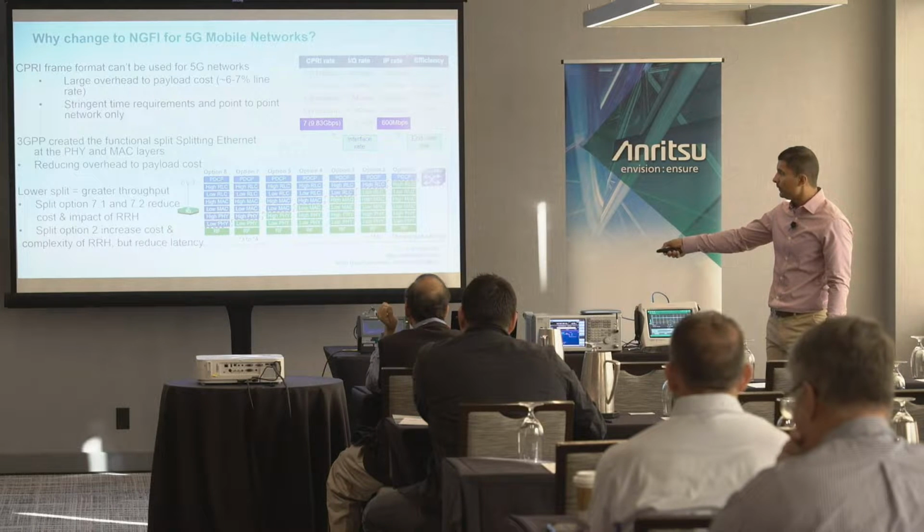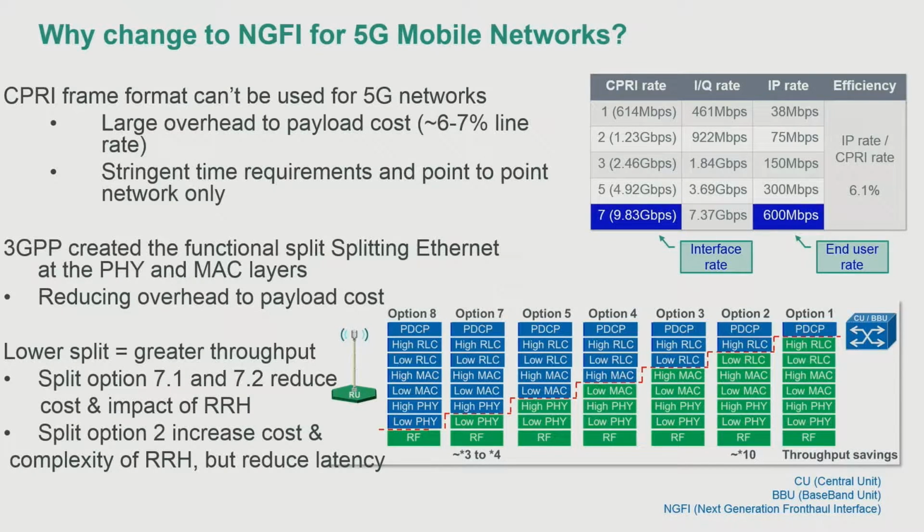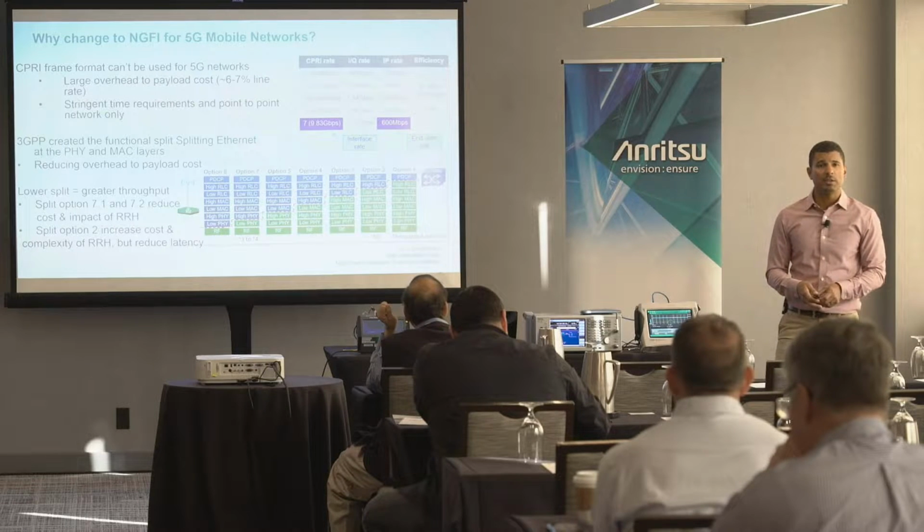However, when you see option 2, which is over here, it's an increased cost and complexity. Why? Because you're doing more in the radio, but you're reducing latency because all of that's being terminated, that's being done in the radio itself. So the question becomes, well, why do I want to do more in the radio? That's just an increase in cost. Yeah, I get better bandwidth utilization here, but it costs me more per radio.